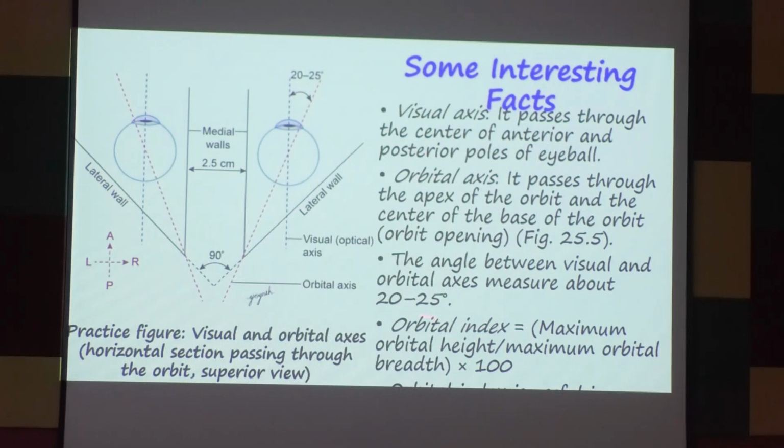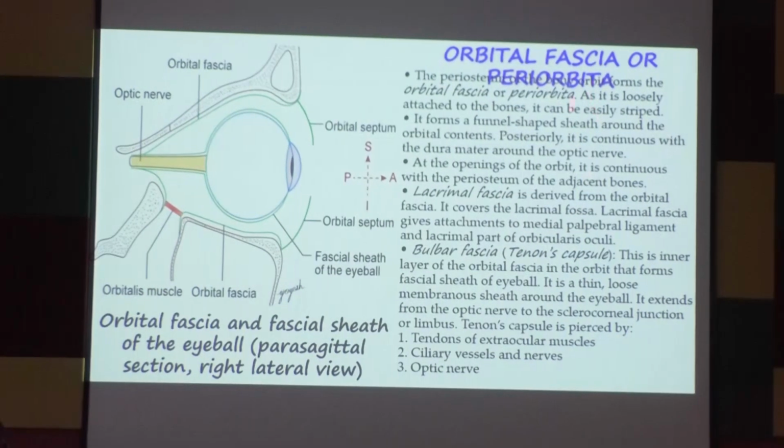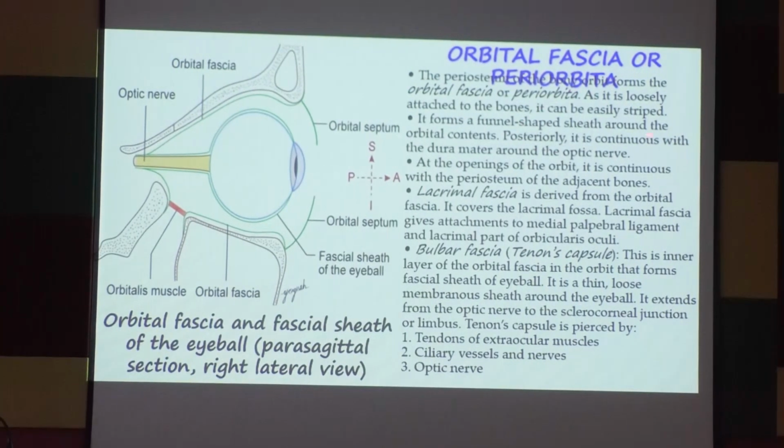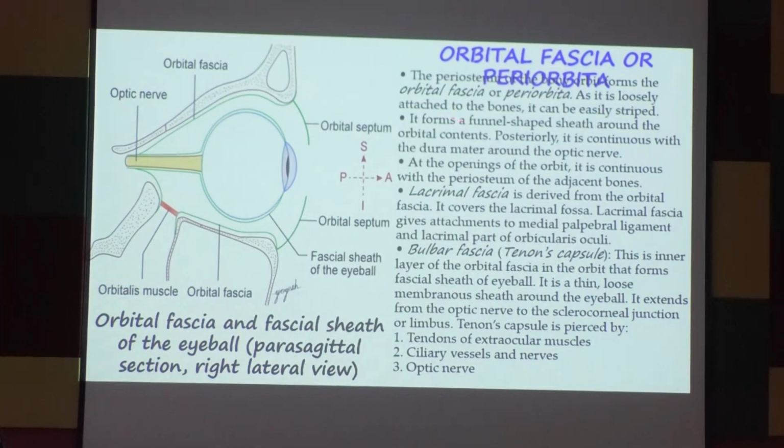Now the orbital index. It is measured anthropometrically, equal to maximum orbital height divided by maximum orbital breadth, multiplied by 100. This is how the orbital index is measured. Now different fascia. Important fascias are the orbital fascia or periorbita and the bulbar fascia or Tenon's capsule.